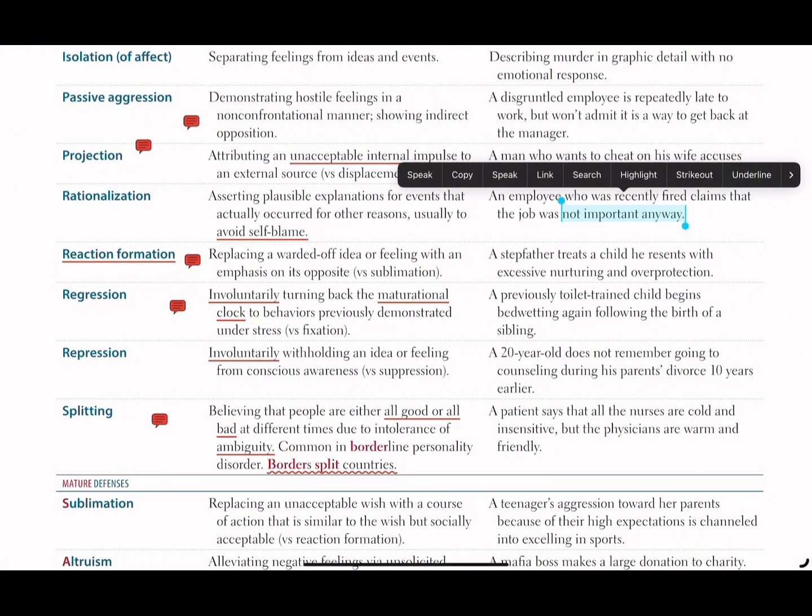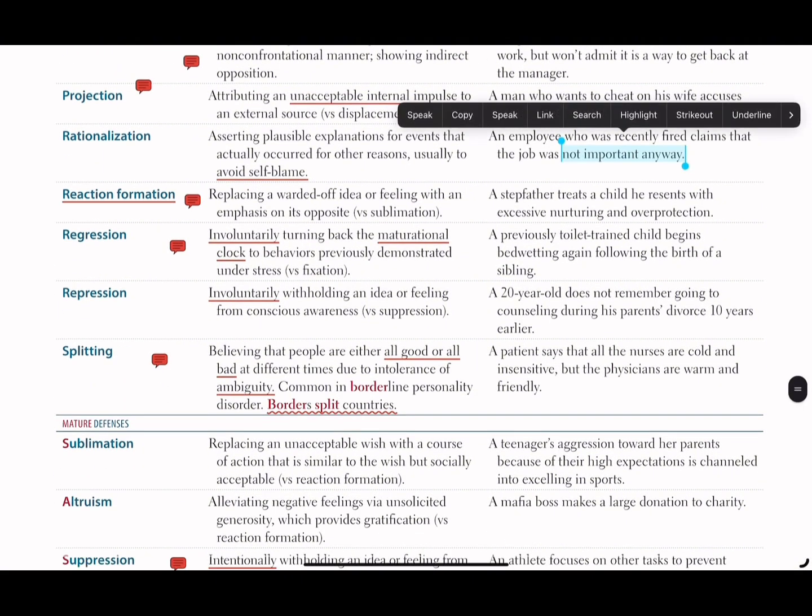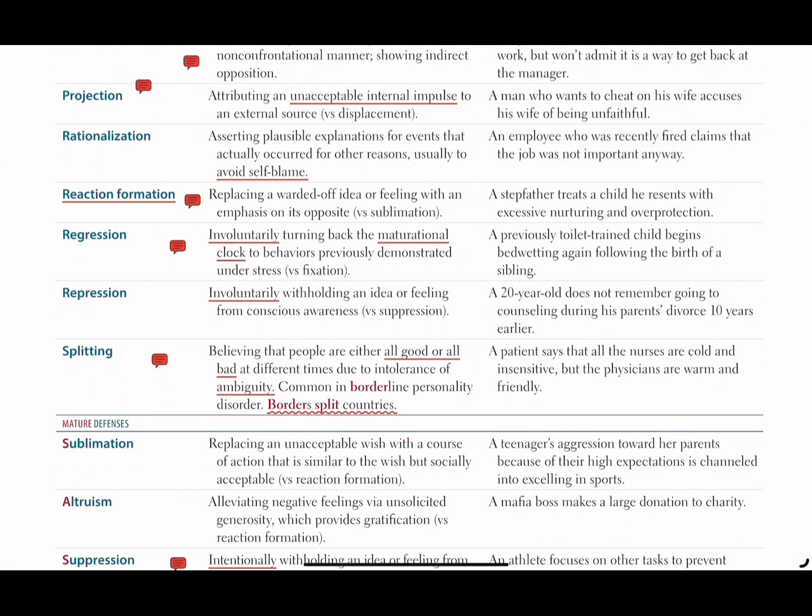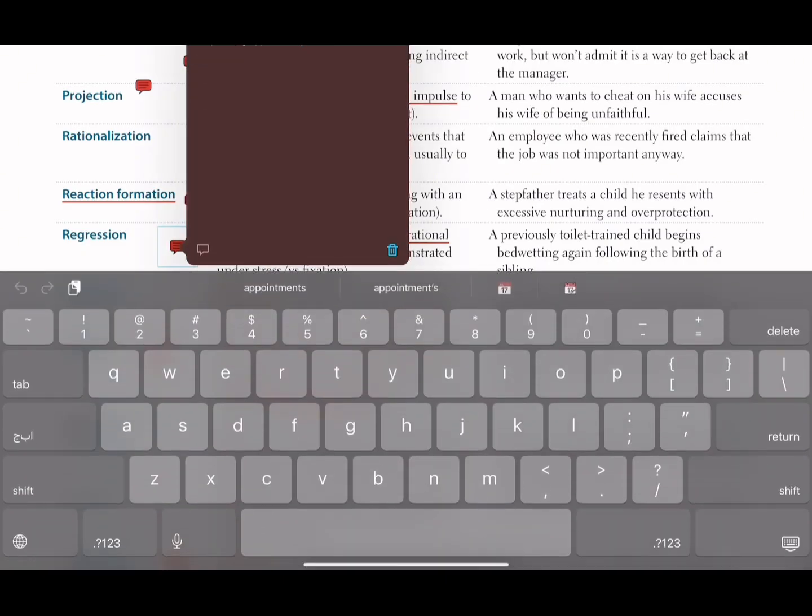Let's go to regression. Involuntary turning back the maturational clock to behaviors previously demonstrated under stress, versus fixation. A previously toilet-trained child begins bedwetting again following the birth of a sibling. So yeah, this is a good example actually. Another example would be a patient who started sleeping with her stuffed animal because of anxiety about an upcoming appointment.